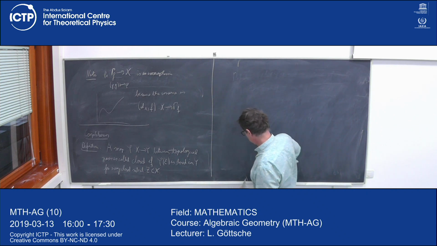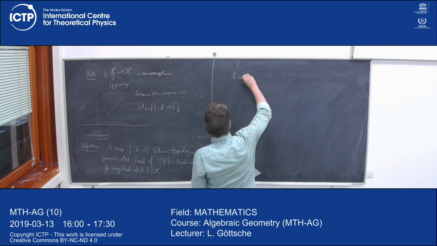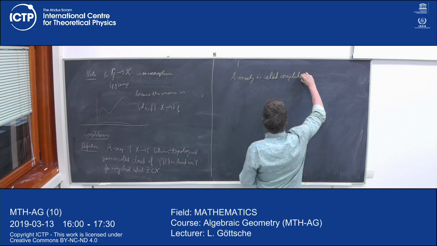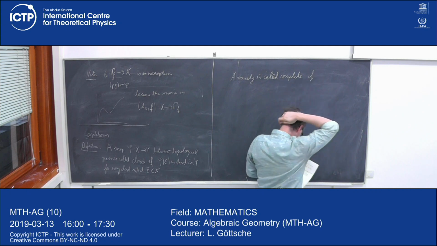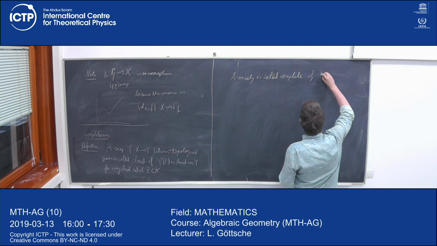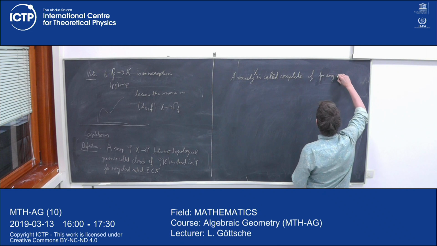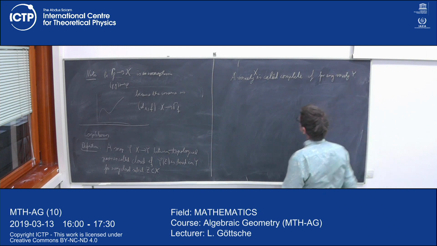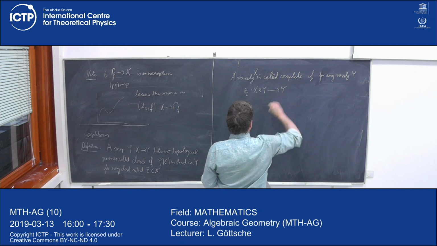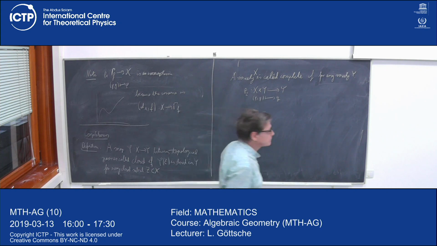Now completeness looks a bit crazy. Namely, we say a variety X is called complete if for any variety Y, the second projection from X times Y to Y, so a point (P, Q) is mapped to Q, is a closed map.